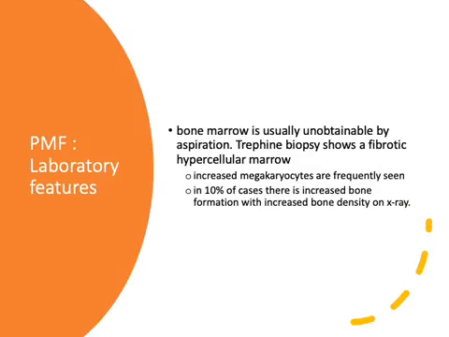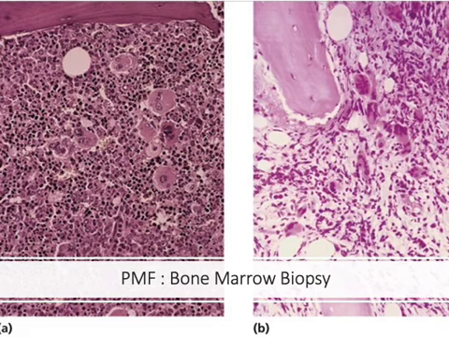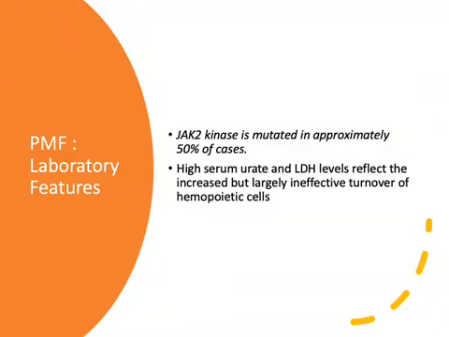The bone marrow is usually unobtainable by aspiration, and the trephine biopsy shows a fibrotic hypercellular marrow with an increase in megakaryocytes, with the presence of hyperplasia of abnormal megakaryocytes. The JAK2 kinase is mutated in approximately 50% of cases. There's high serum uric acid and LDH, which reflects the increased but largely ineffective turnover of hematopoietic cells.